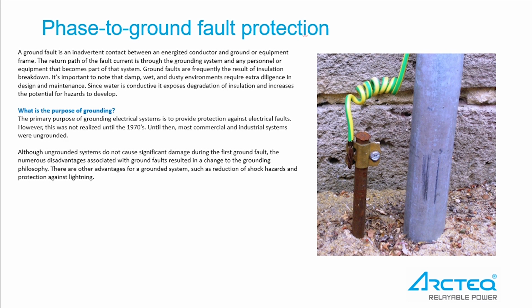The primary purpose of grounding electrical systems is to provide protection against electrical faults. However, this was not realized until the late 1970s. Until then, most commercial and industrial systems were ungrounded. Although ungrounded systems do not cause significant damage during the first ground fault, the numerous disadvantages associated with ground faults resulted in a change to the grounding philosophy. There are other advantages for a grounded system, such as reduction of shock hazards and protection against lightning.